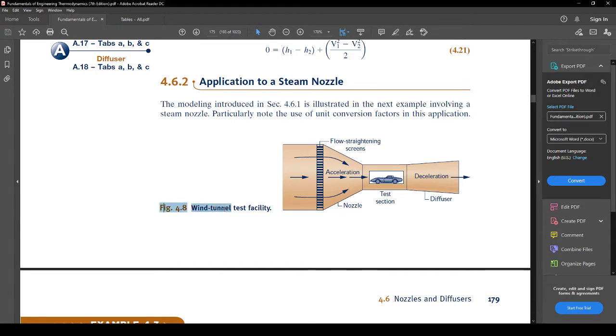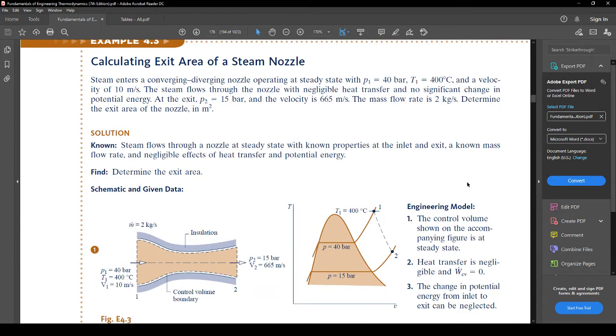So this right here was the picture that they mentioned earlier. This was the wind tunnel, right? So they put the car here, the really nice looking one, and they essentially nozzled it. Big opening, smaller, and then out. This is the diffuser section. So right here, this is a steam nozzle.